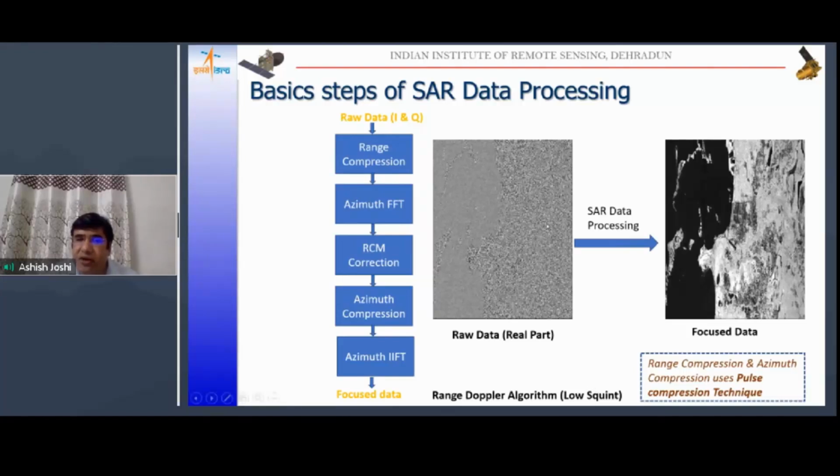So this is the raw data. After SAR data processing, it is the focused data. So we have to do the range compression and azimuth compression using the pulse compression technique. So what I have told, the pulse compression technique, what is that?